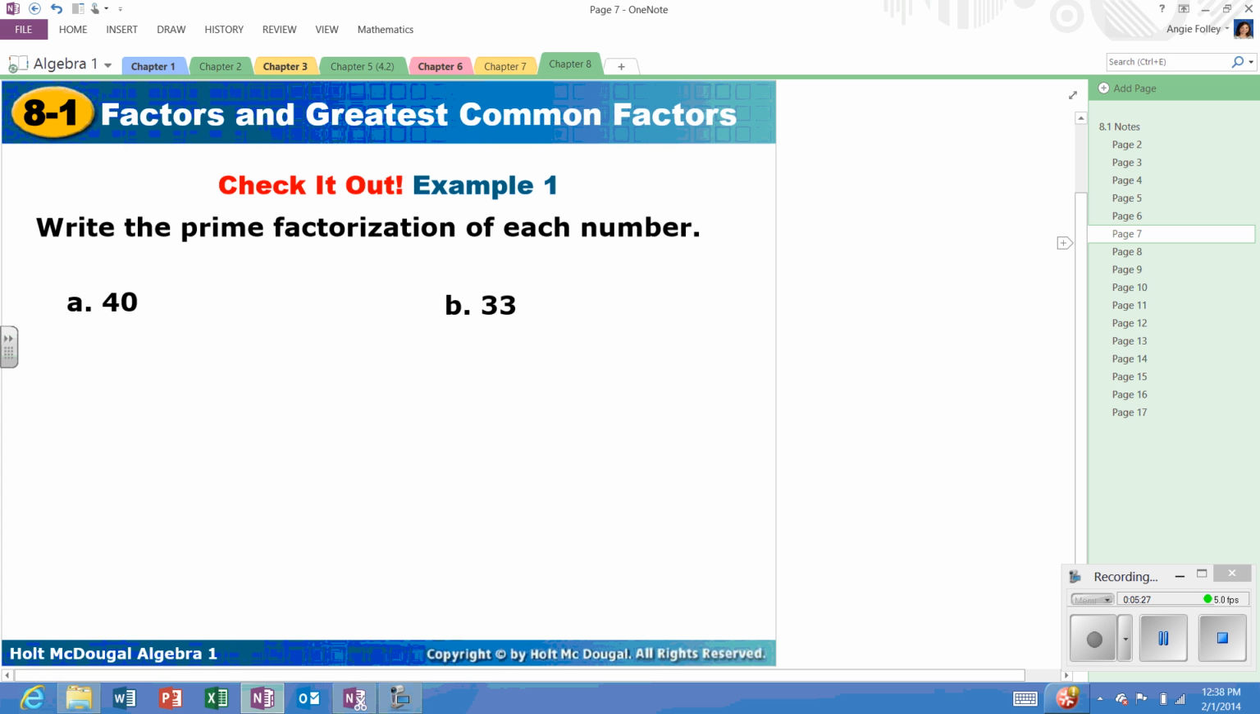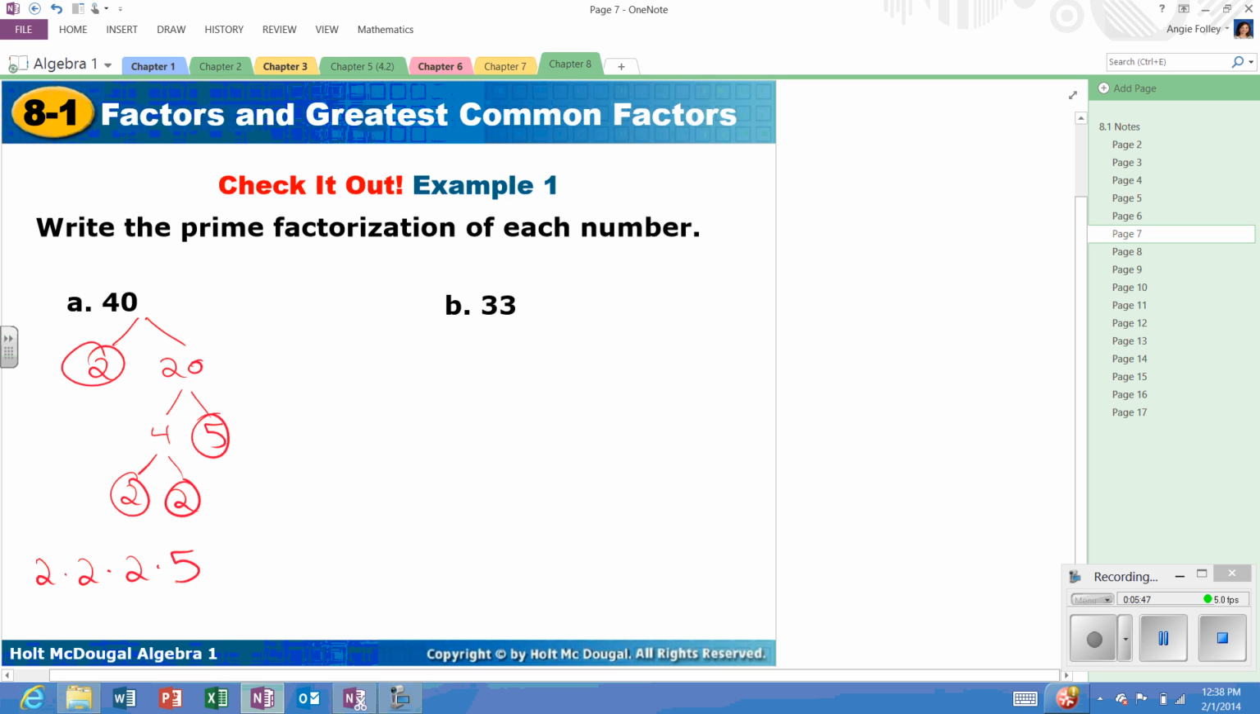So we're going to write the prime factorization of each number. Like I said, I like to start, if it's even, with 2 and the other number that goes into it. So I'm going to do 2 and 20. 20 I know can be broken down into 4 and 5. And then I know the number 4 can be broken down into 2 and 2. So my prime factorization is 2 times 2 times 5.